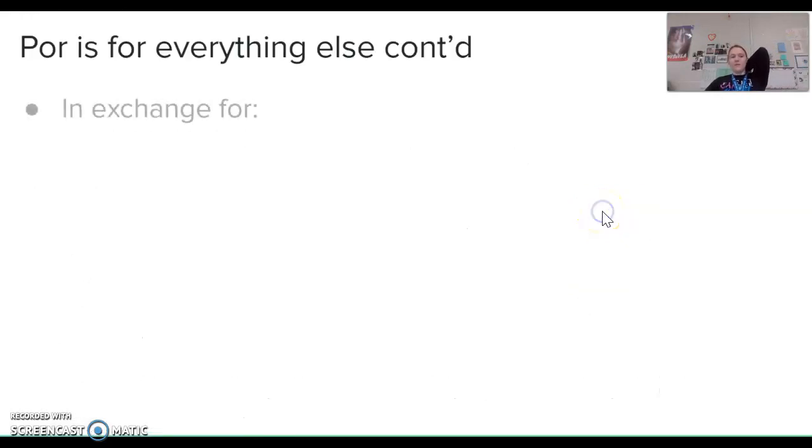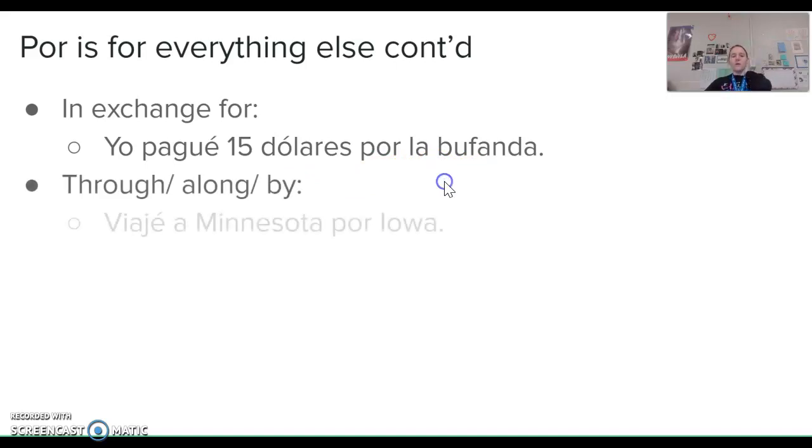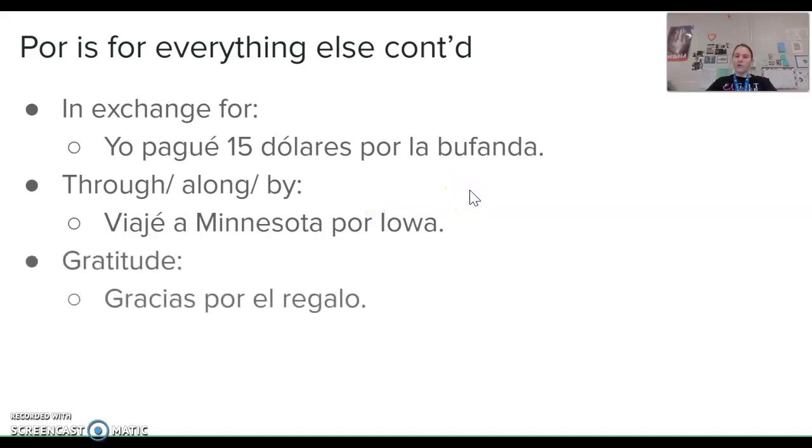Okay. In exchange for, I paid $15 por la bufanda. Pagué $15 por la bufanda. Through, along, or by. Viajé a Minnesota por Iowa. I traveled to Minnesota through Iowa. Gratitude. Gracias por el regalo. Anytime, it's always gracias por, it's always pagar por.